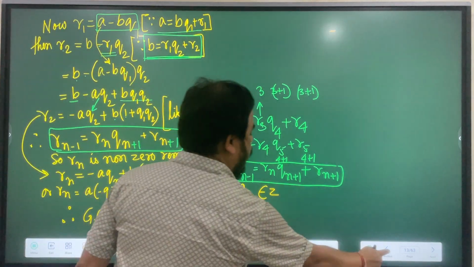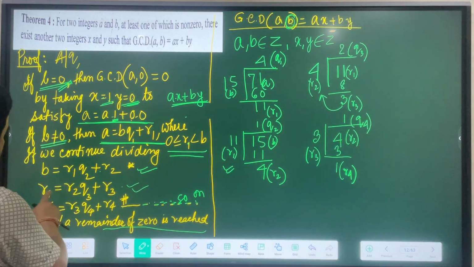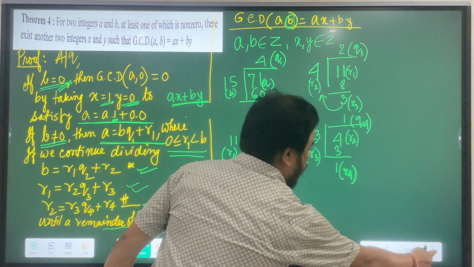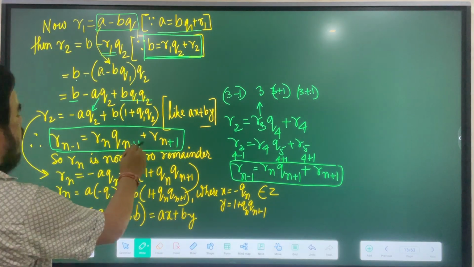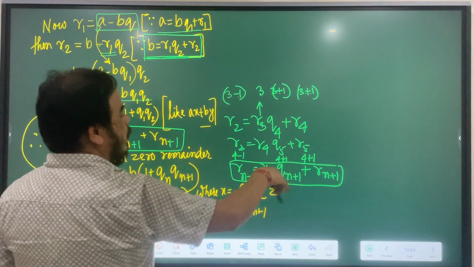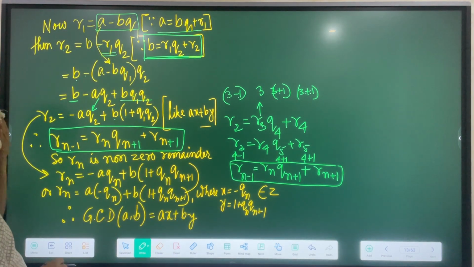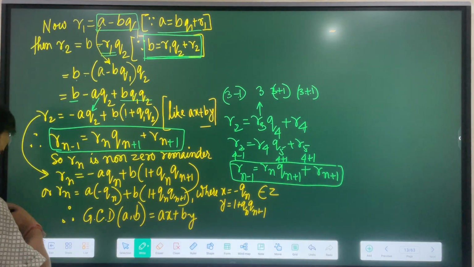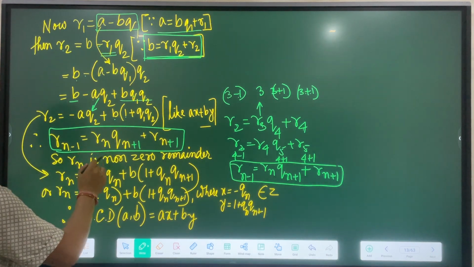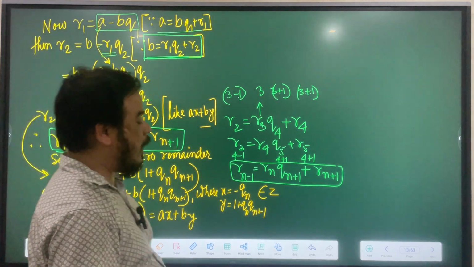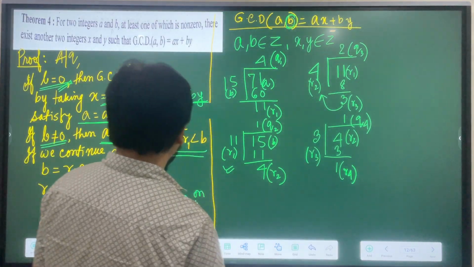This one, from where have we got it? From this one: R1, R2, R3, R4, Rn minus 1. This is the condition we have got from here. If you have understood this, you will understand the next one surely. So this is the non-zero remainder. Why is this a non-zero remainder? I will show you an example here.